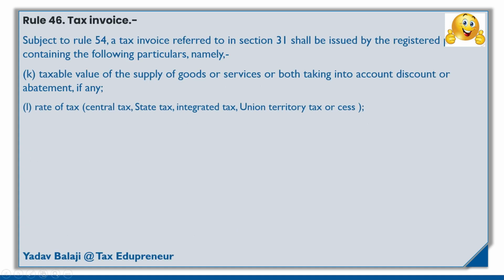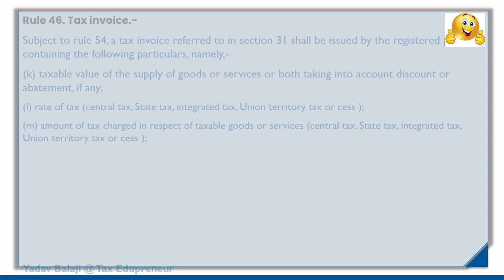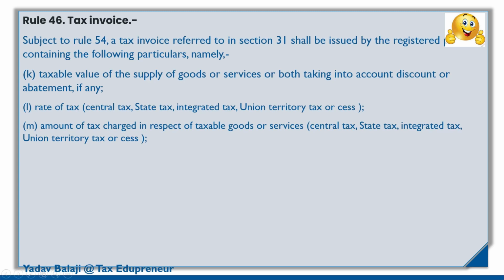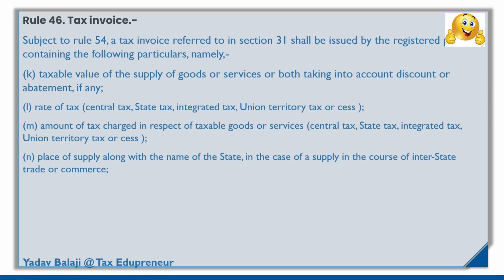Then the rate is also compulsory to mention, whether it is CGST, SGST, IGST or UTGST. Some people mention only GST and the amount. They do not give the bifurcation of how much CGST, how much SGST, how much IGST. That breakup also needs to be given. Then the amount of tax charged in respect of taxable goods, so the amount you charge, that value also needs to be mentioned. So: taxable value, rate, amount of tax charged, then total value.